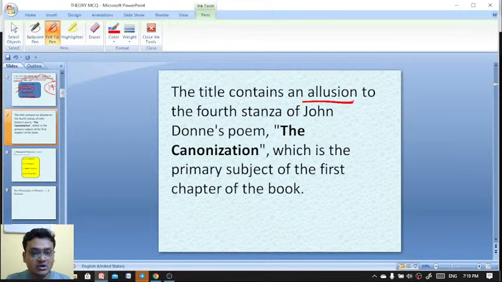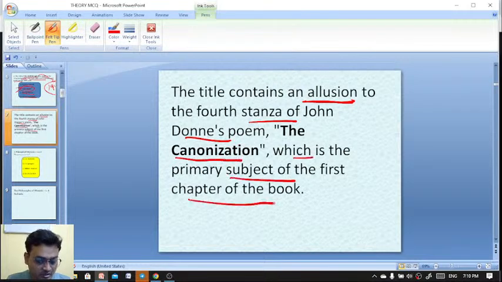The title contains an allusion to the fourth stanza of John Donne's poem The Canonization, which is the primary subject of the first chapter of this book. And what is the famous opening line of this work? For God's sake, hold your tongue and let me love. That is the famous opening line of The Canonization. In this work, we find the Phoenix myth also appears.